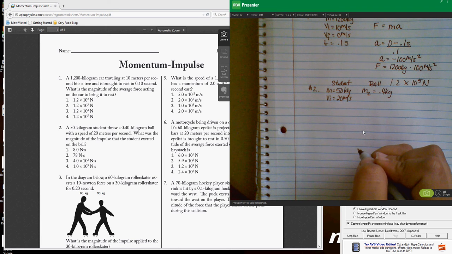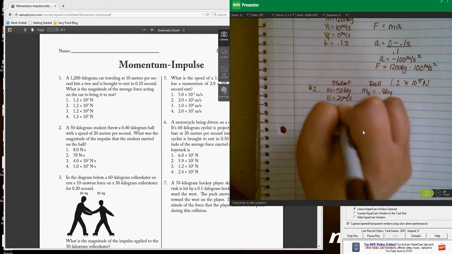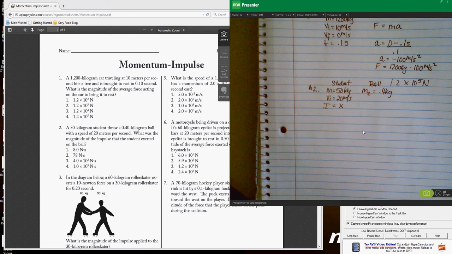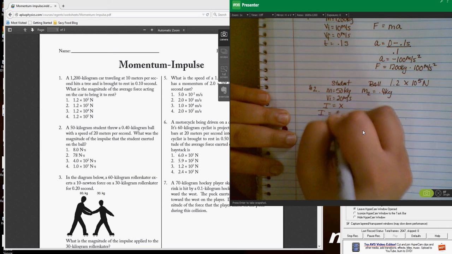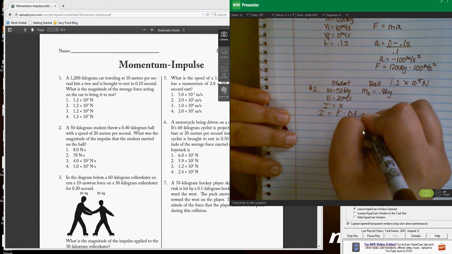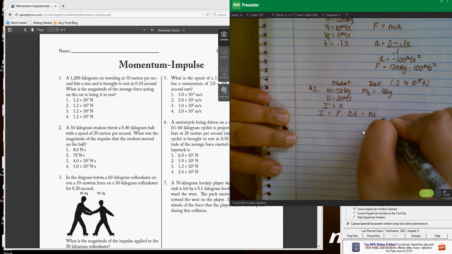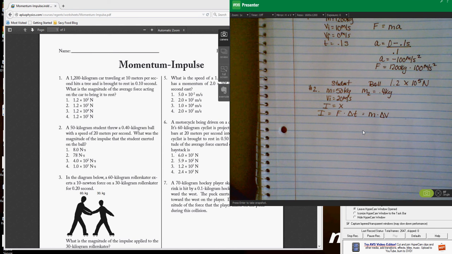What was the magnitude of the impulse that the student exerted on the ball? So we are looking for magnitude of impulse. So you should know that several things. Impulse is equal to force times change in time, which is also equal to your momentum, which is mass times change in velocity. And all of these equations should be on your equation sheet. I would probably highlight them in some way, since they may be asked.